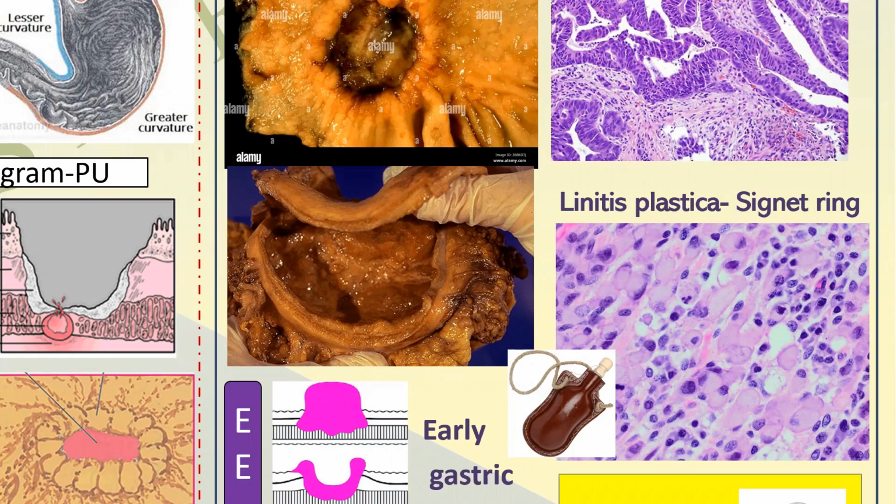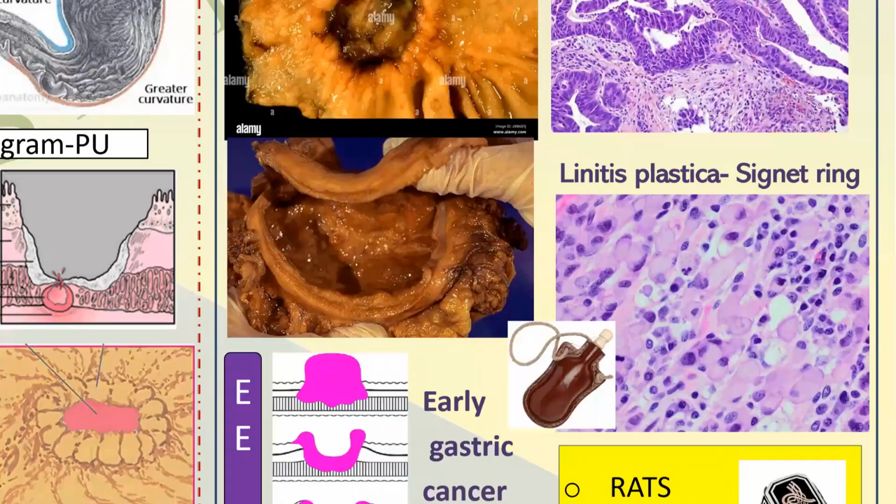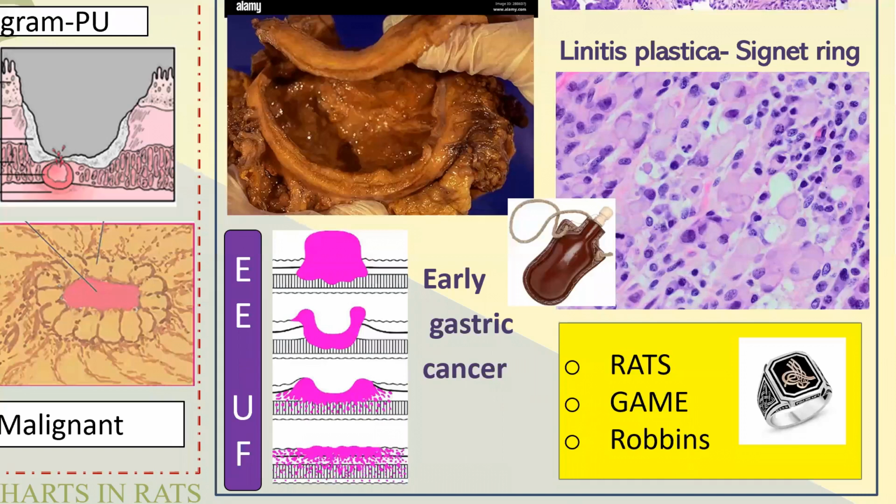Signet ring cell means it is the ring of a king. So this is a signet ring. In those days, the king would make markings by means of the emblem over here. So this is a signet ring, and the cells have exactly the same appearance. So this is the symbol, and this is the nucleus pushed to the periphery. The entire one is a signet ring.